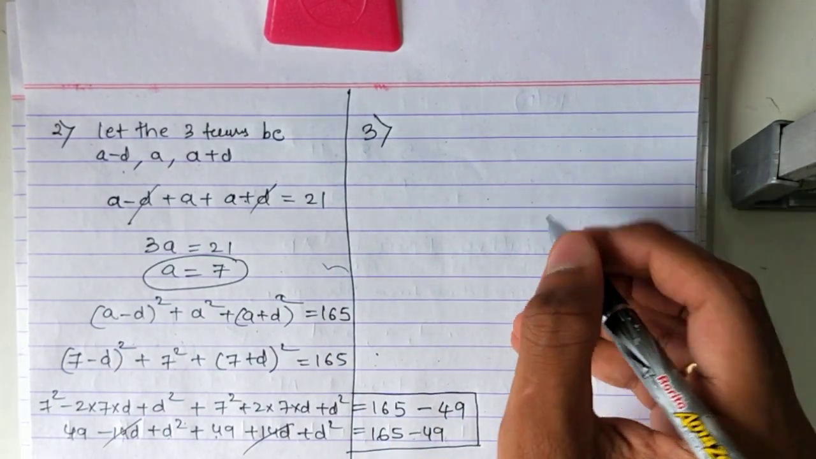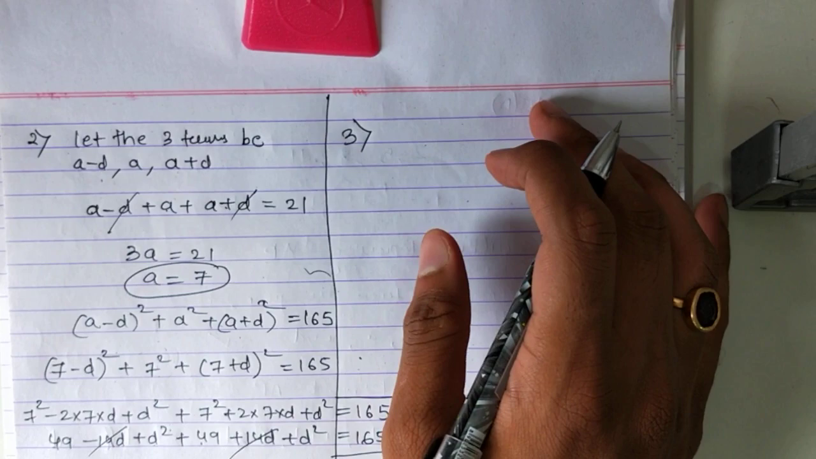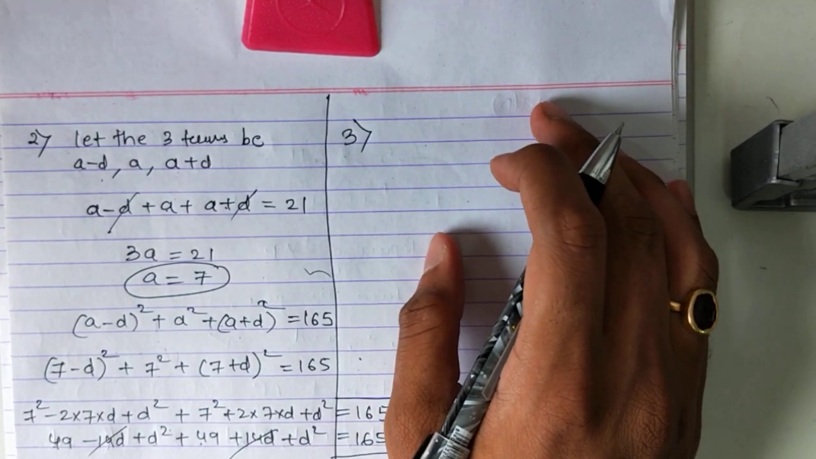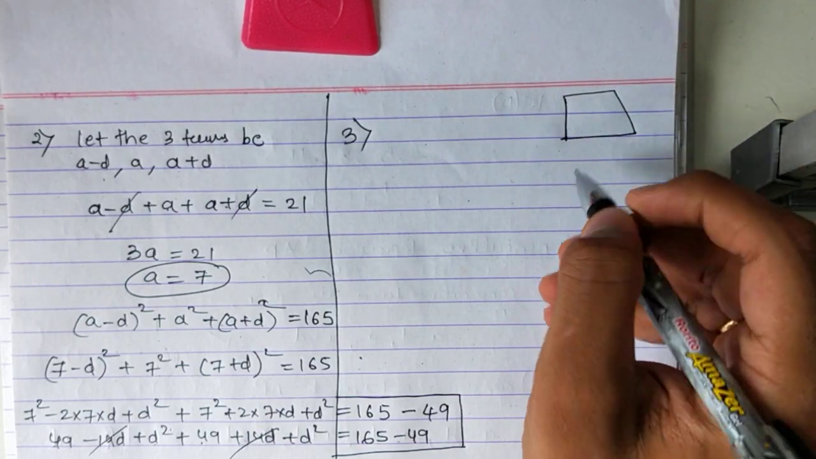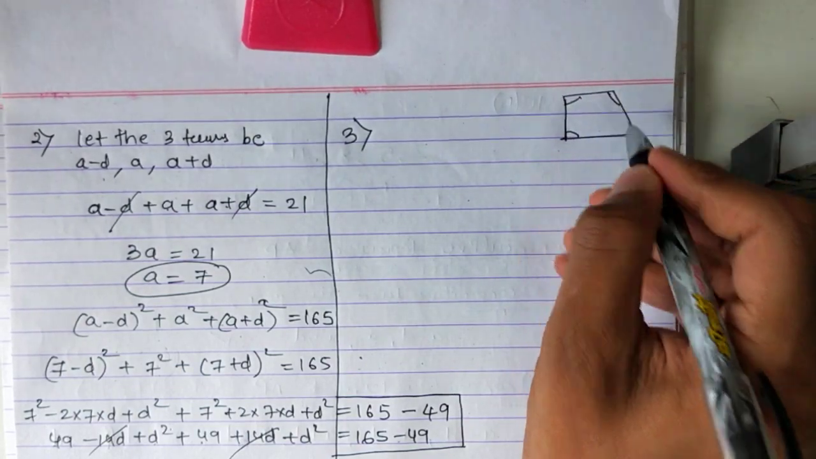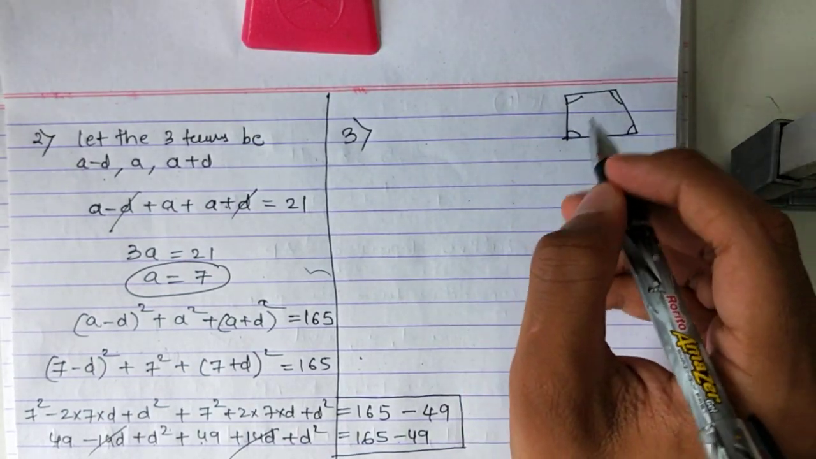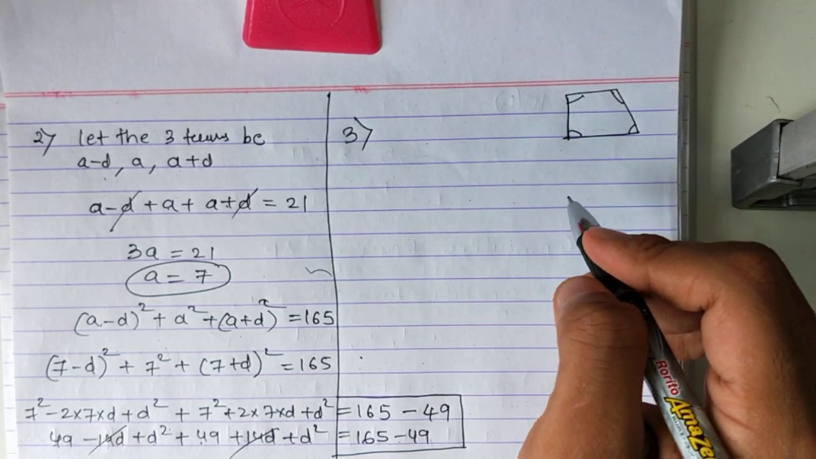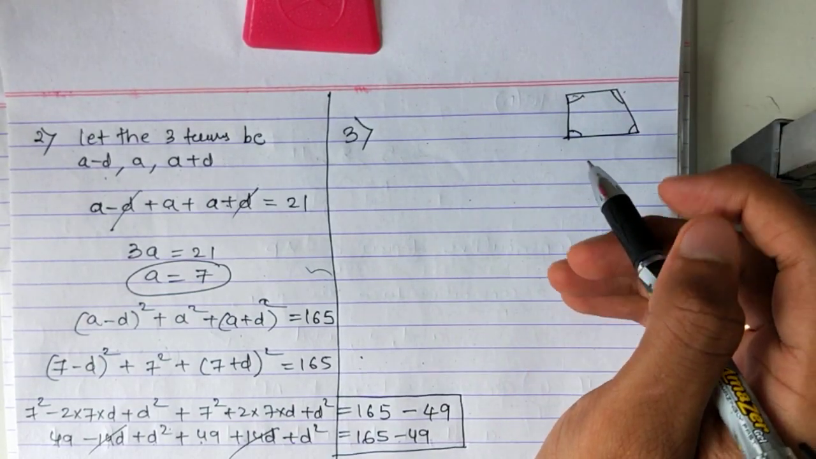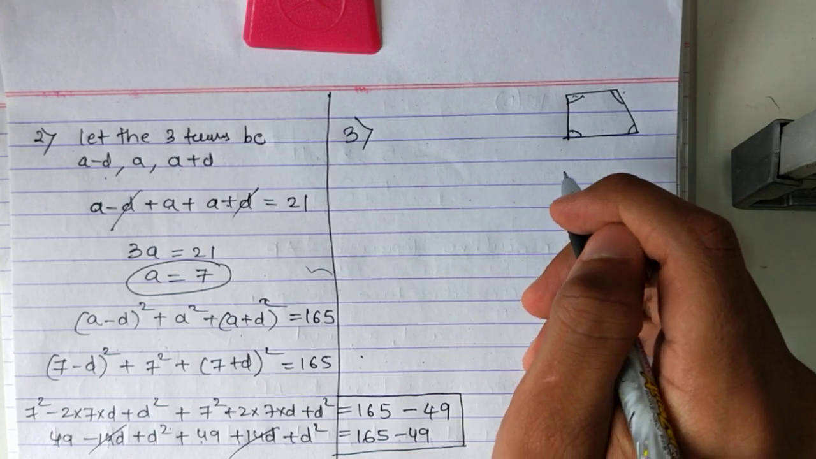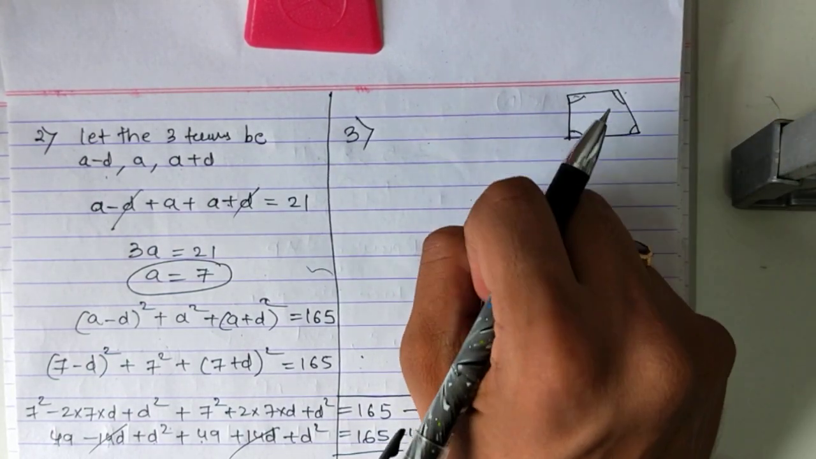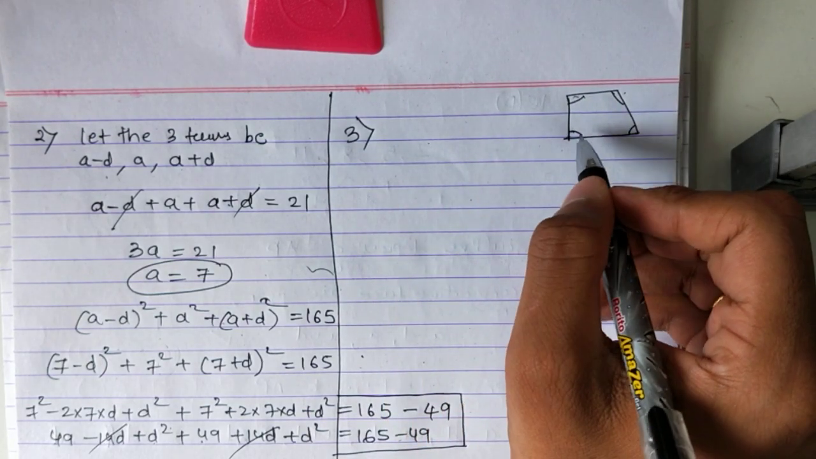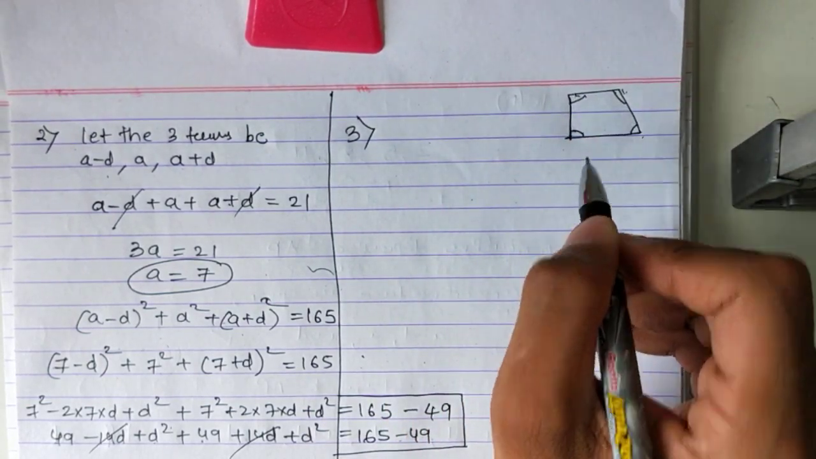Third question. In the third question, it is said the angles of a quadrilateral are in AP. Angles of quadrilateral, मतलब quadrilateral means any four-sided figure, और इसके angles जो है, they are in AP. AP means एक sequence में है, जैसे कि 10, 20, 30, 40 ऐसा कुछ sequence है, और 10, 30, 50, 70 like this. They are in some sequence. So कितने angles होते हैं quadrilateral में? 1, 2, 3, 4 angles होते हैं.